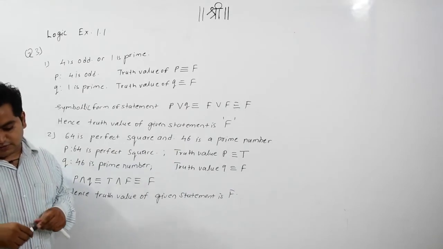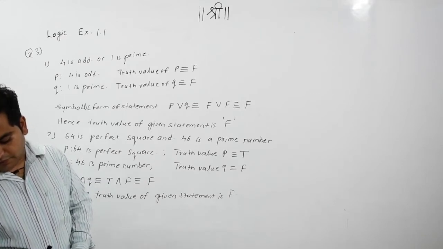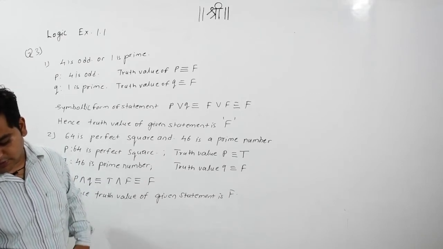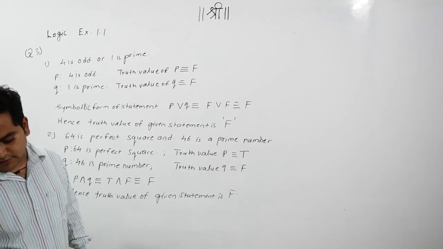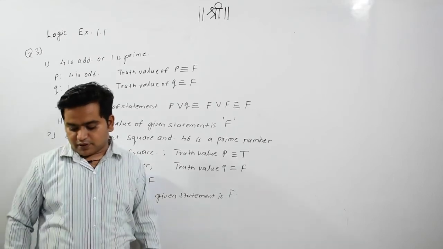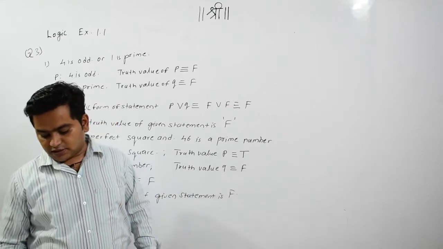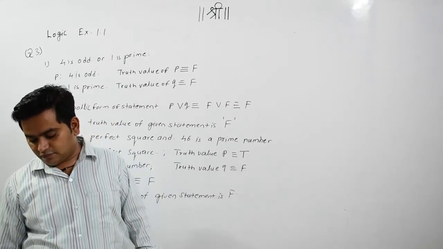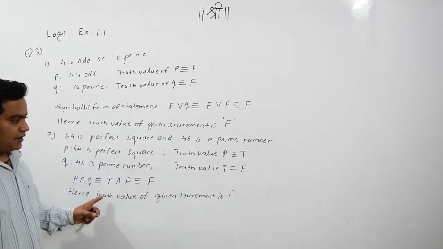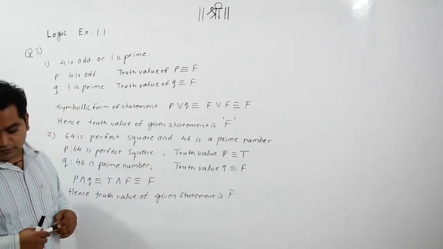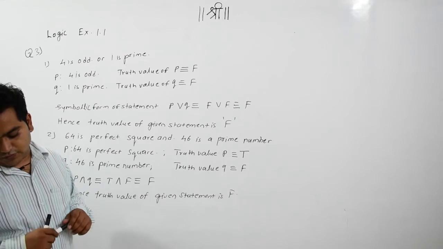Now the next question: 5 is a prime number and 7 divides 94. 7 divides 94 is not true, and 5 is a prime number, that's true, and it again gives us false. So question number 3 is similar to this. You just need to simplify this.